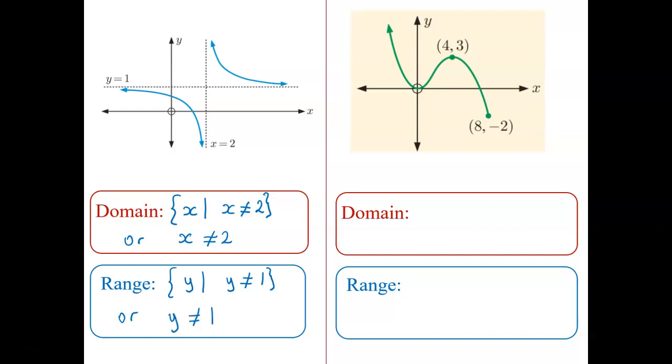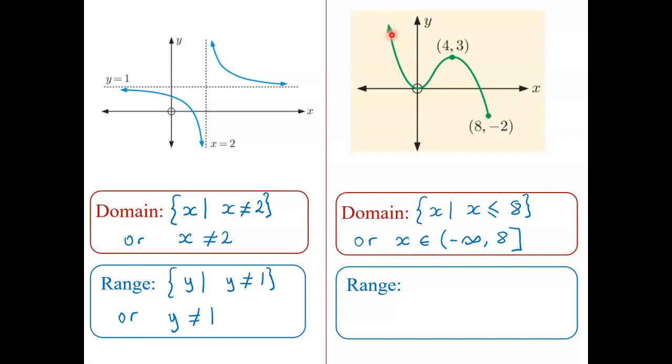Let's have a look at the next function now. As we go from left to right, the x values can be all the way from -infinity up to and including 8. So for the domain, you write down x such that x is less than or equal to 8. In terms of interval notation, you would put from -infinity all the way up to and including 8. Notice the round and square bracket.